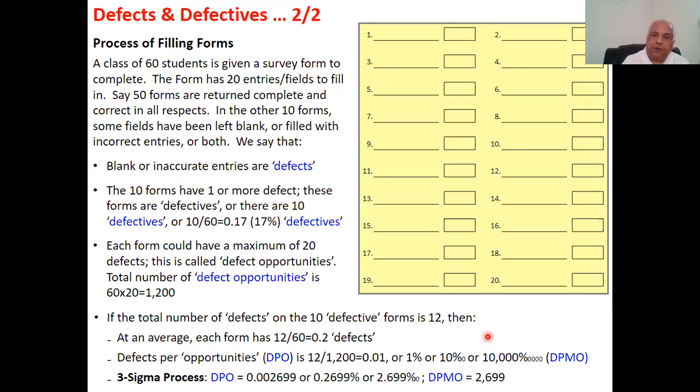In this process of filling forms, we have achieved a figure of 10,000 DPMO. That is, if there were a million defect opportunities possible, then this process has only created 10,000 of them. So in the parlance of sigma levels, this corresponds to a level of 2.6. So our process of filling forms is 2.6 sigma. So this is the concept of DPO and DPMO. Obviously, the lower this figure, the higher the sigma level or the quality level of the process.